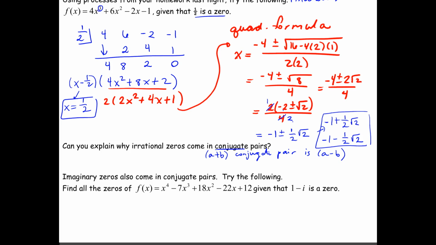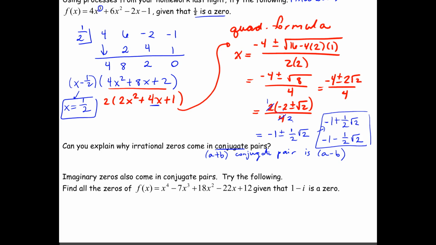Which one? Because the -2 was negative? Because it was the opposite of B. So my B value, looking back at this quadratic, was 4. So when I used the quadratic formula, it became -4, and then I just maintained it with me as I simplified. Good question. Okay, now that I revisited that terminology, conjugate pair, let's see if we can answer this question.